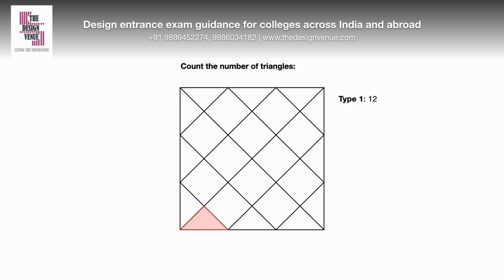The first type of triangle, comprising one unit, are 12 in total. The second type, comprising two components, are 4 in total. The third type, comprising 3 components, are 8 in total. The fourth type, comprising 6 components, are 8 in total. The fifth type, comprising 12 components, are 4 in total. Summing it up, we get a total of 36 triangles.